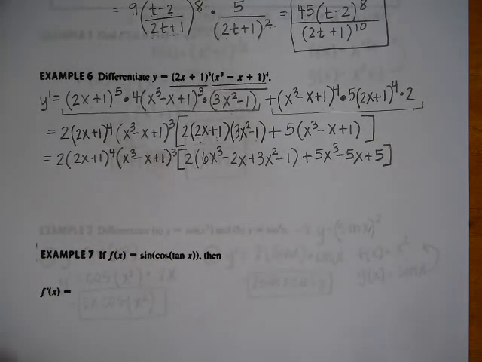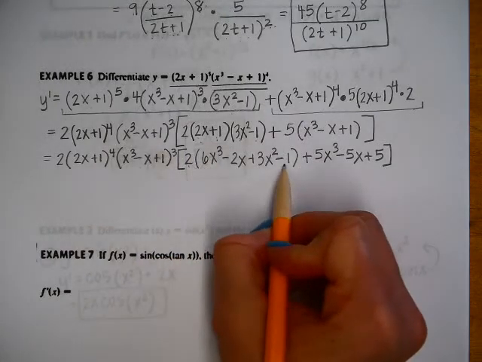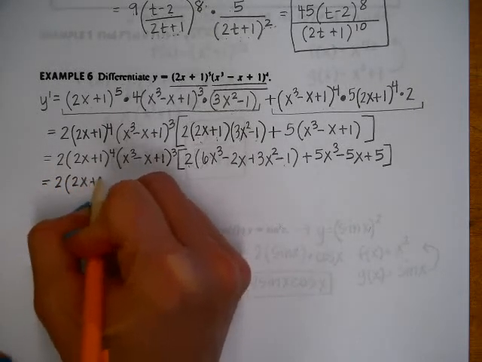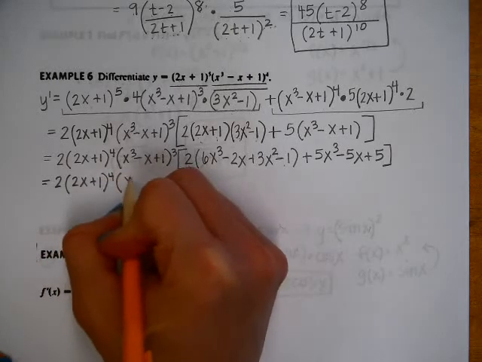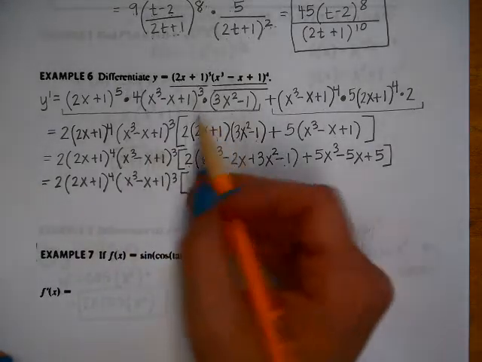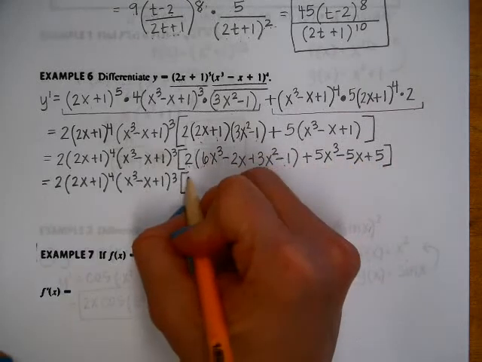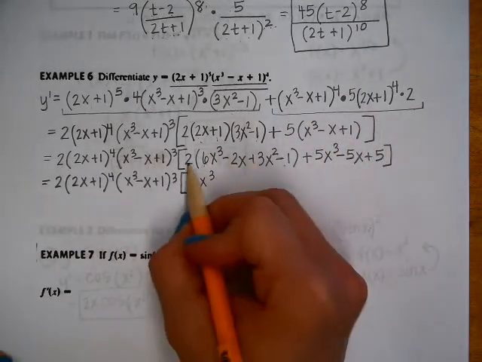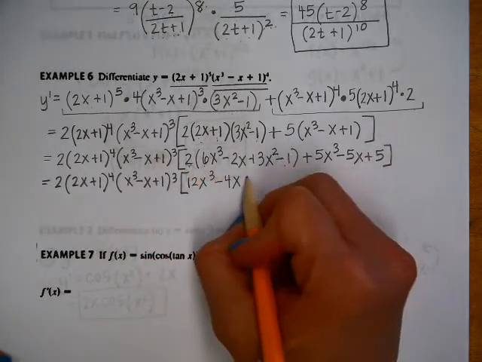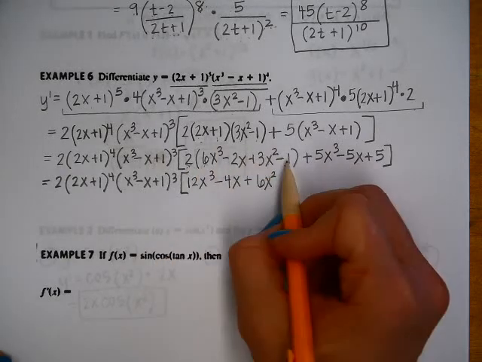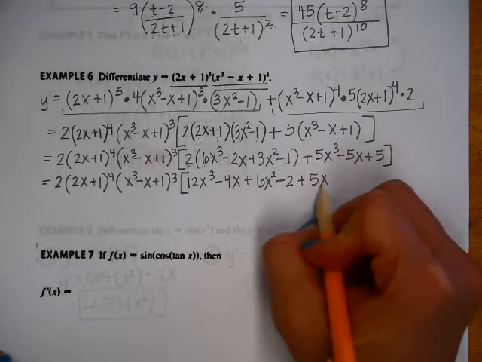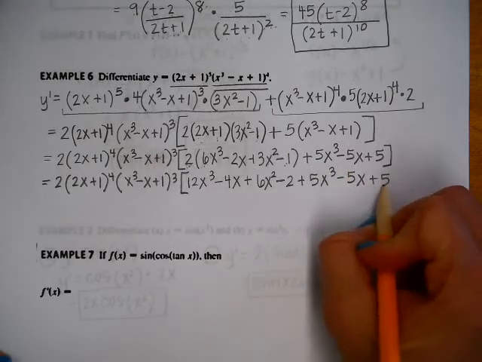Okay? Now, we still need to distribute this 2 through this parentheses, and then we also need to combine like terms after we do that. So again, I'm bringing all of this down, not changing anything to that. All right, and so 2 times 6x cubed is going to be 12x cubed. 2 times negative 2x is going to be negative 4x. 2 times 3x squared is going to be 6x squared. And 2 times negative 1 is going to be negative 2. Bring down your plus 5x cubed minus 5x plus 5.